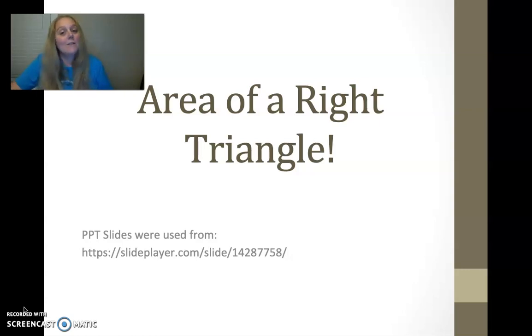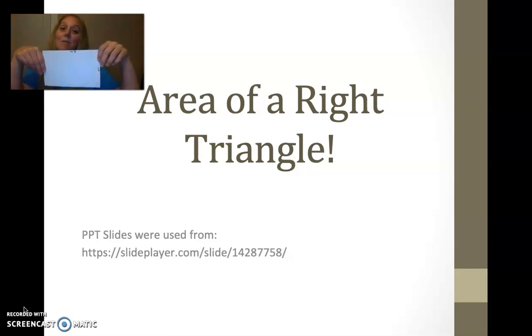We're going to be talking about how to find the area of a right triangle. So the first thing I'm going to do before we dive into this is to show you this shape. This is a shape that we're really familiar with, and this is called a rectangle. I'm showing you a rectangle because this is actually going to help us figure out the area of right triangles, and I'll show you how in just a second.